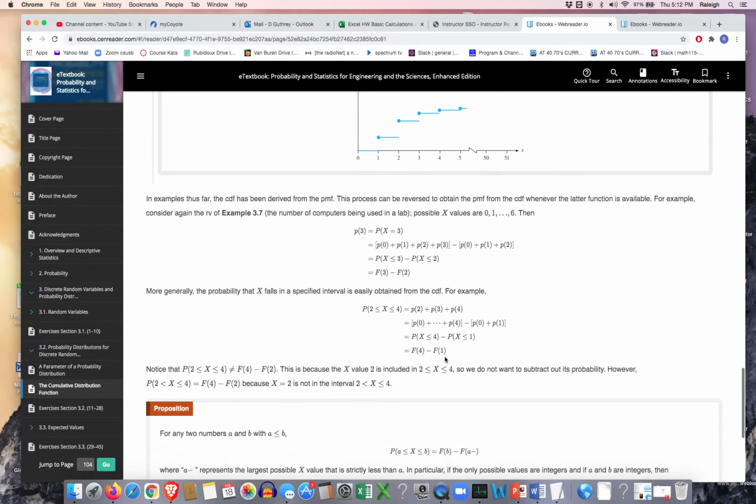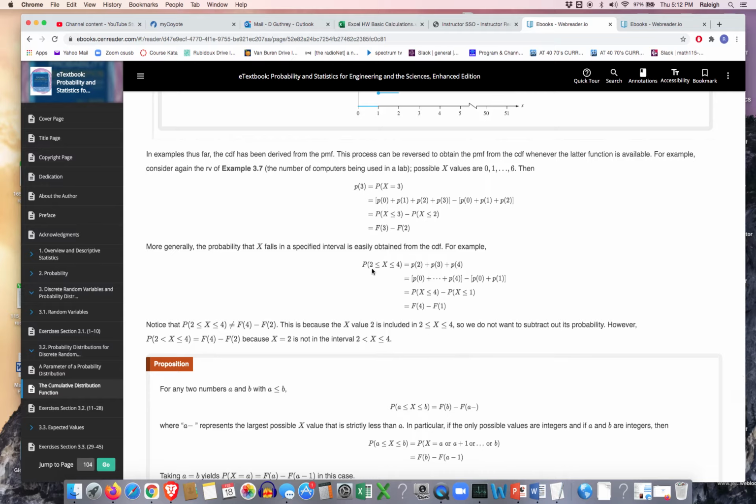And other similar things could be done. If you're looking for values from 2 to 4, 2, 3, and 4, you could take f of 4, which has all the numbers from 0 to 4, and then take off the ones you don't want, namely the P of 0 and the P of 1. They can be subtracted by subtracting off f of 1, the cumulative function f at the 1 value, which is the bottom 2 values. Then you can find out what those are if you wanted.